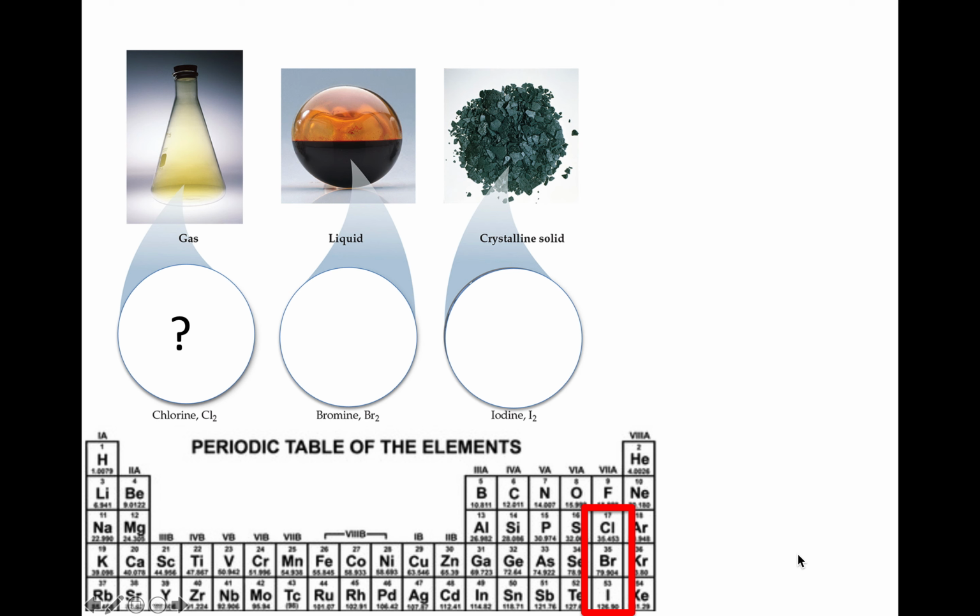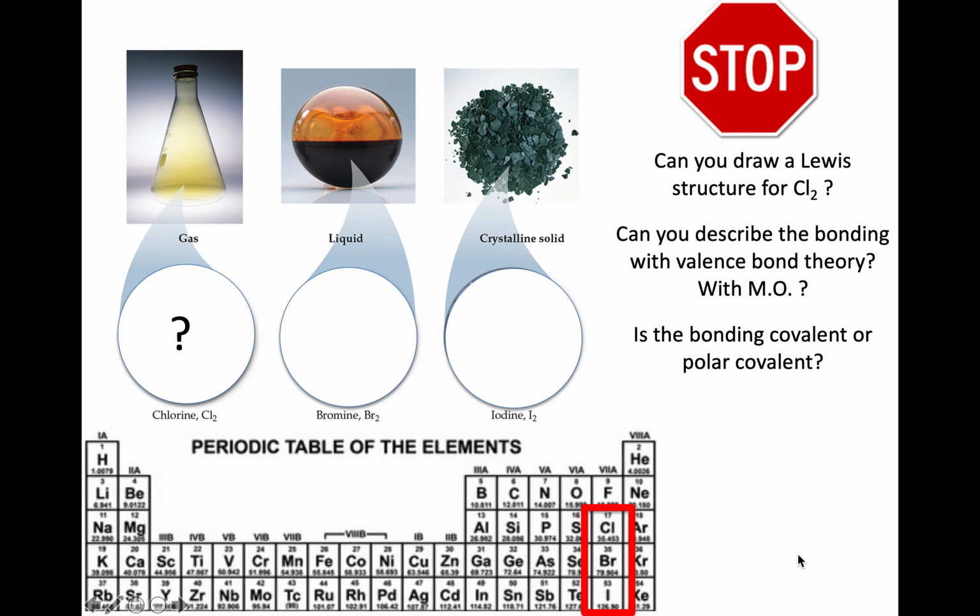Solid, liquid, gas, those are all phases that we're familiar with. Here we see descriptions of chlorine, bromine, and iodine. And notice how the phases are different.